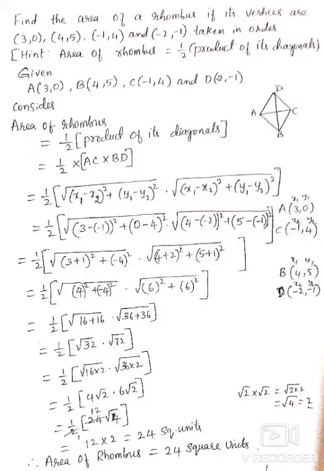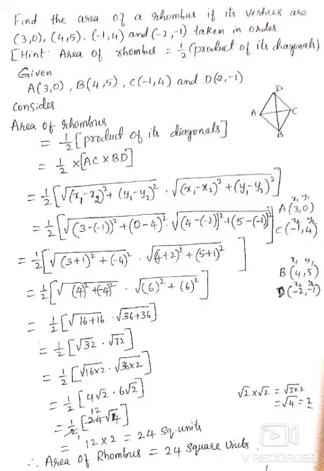First problem: find the area of a rhombus if its vertices are (3, 0), (4, 5), (-1, 4), and (-2, -1) taken in order. Hint: area of a rhombus is equal to half of the product of its diagonals. Okay, this is the question.